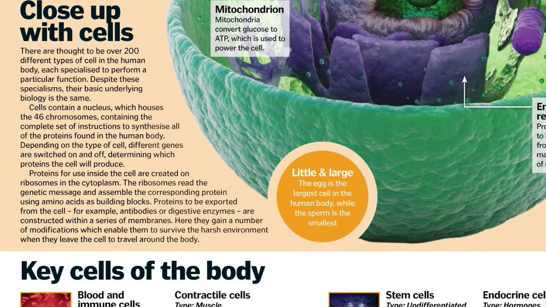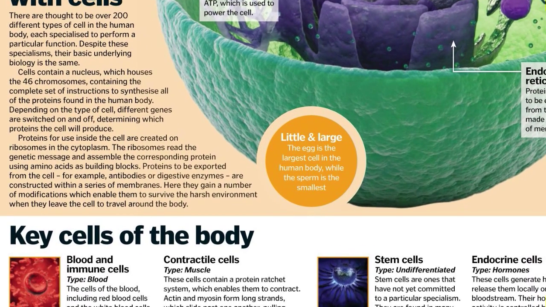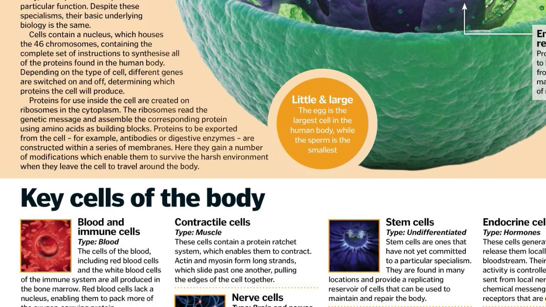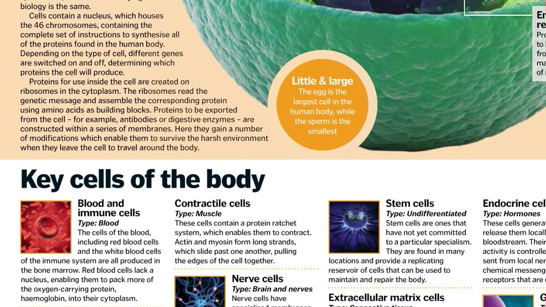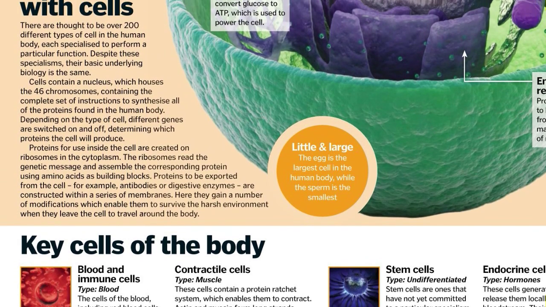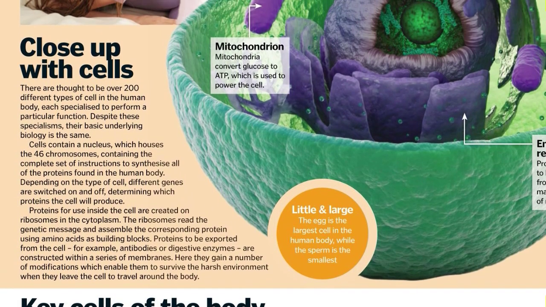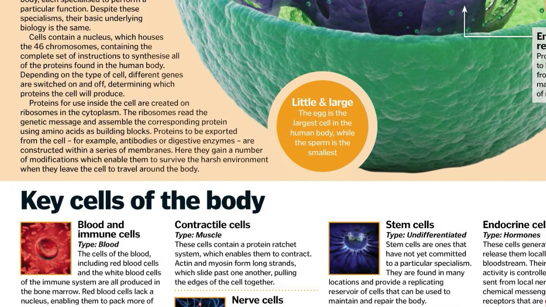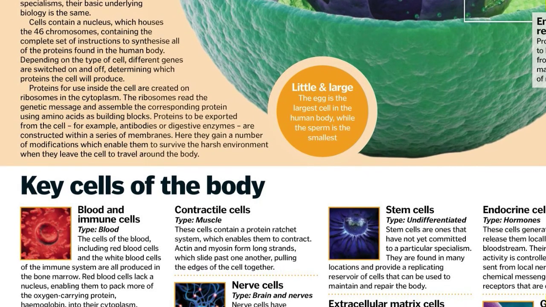Despite those specialisms, their basic underlying biology is the same. Cells contain a nucleus which houses the 46 chromosomes containing the complete set of instructions to synthesize all the proteins found in the human body. Depending on the type of cell, different genes are switched on or off, determining which proteins the cell will produce. Proteins used inside the cell are created on ribosomes in the cytoplasm.